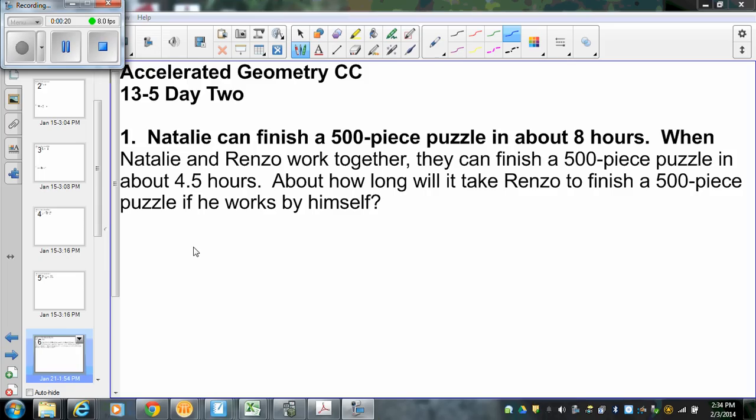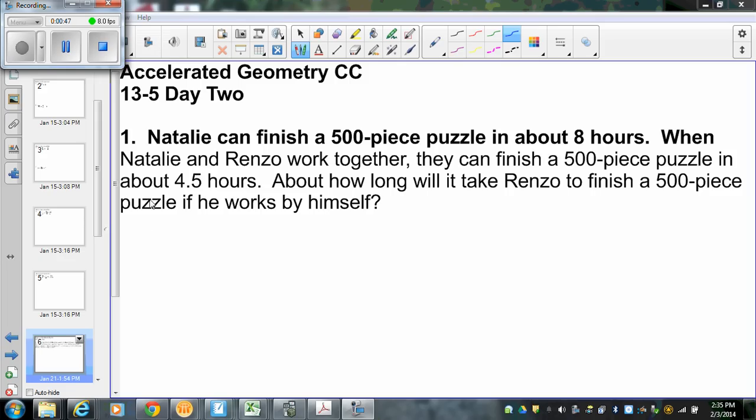Natalie can finish a 500-piece puzzle in about 8 hours. When Natalie and Renzo work together, they can finish a 500-piece puzzle in about 4.5 hours. How long will it take Renzo to finish a 500-piece puzzle if he works by himself? You see questions like this all the time on the SAT and things, and people just get stumped by them completely. So today you're going to figure out how you can solve these.